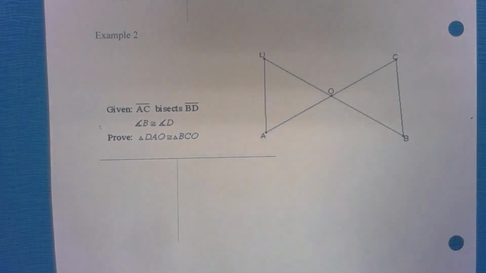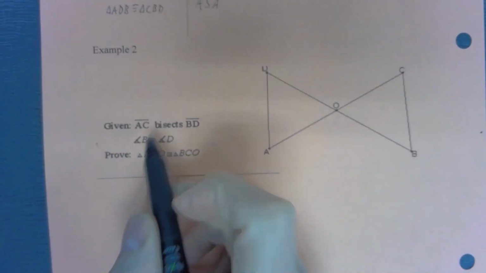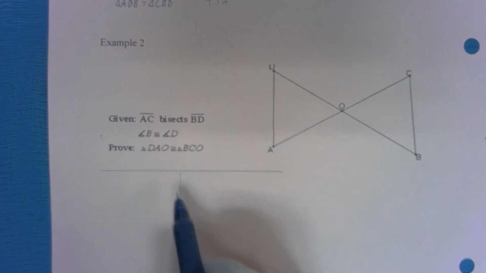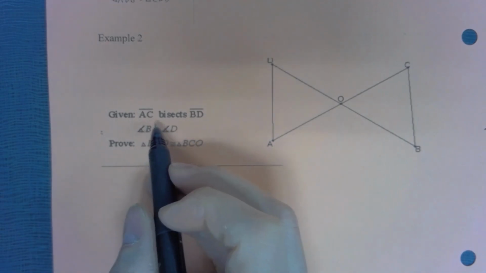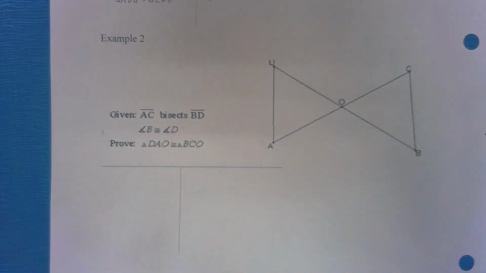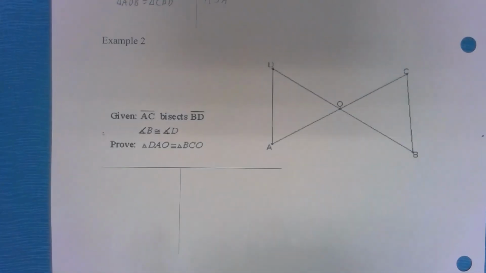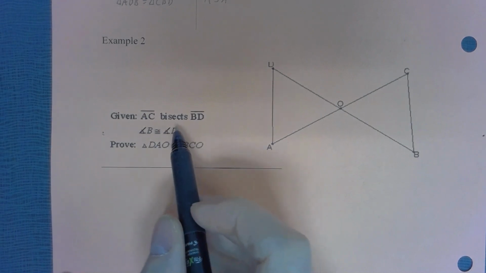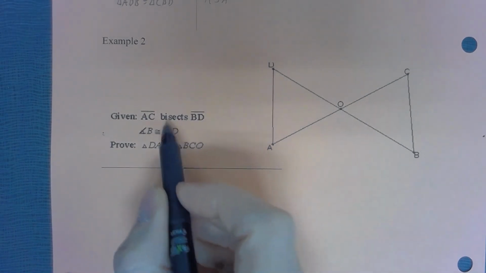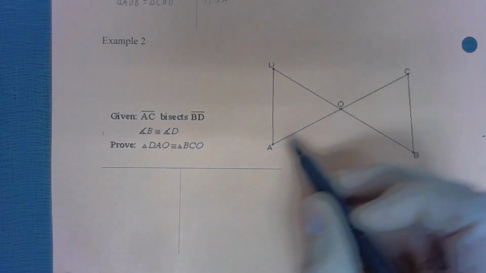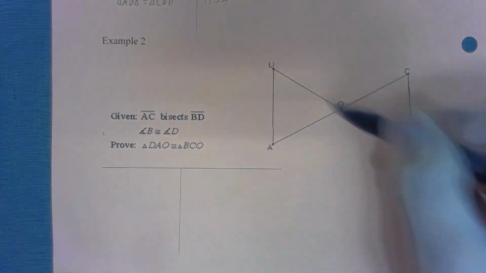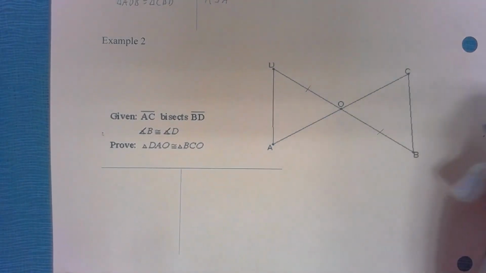Once again, we're going to start off with what we're given. Before we write anything down, we're going to come up with a plan for how to show these triangles are congruent. So AC, I'm sorry if that's a little bit blurry. Okay, that's better. So AC bisects BD. We have a little bit of vocab to revisit. Bisect means to cut it into two equal pieces. So here's AC. It splits BD into two congruent pieces.